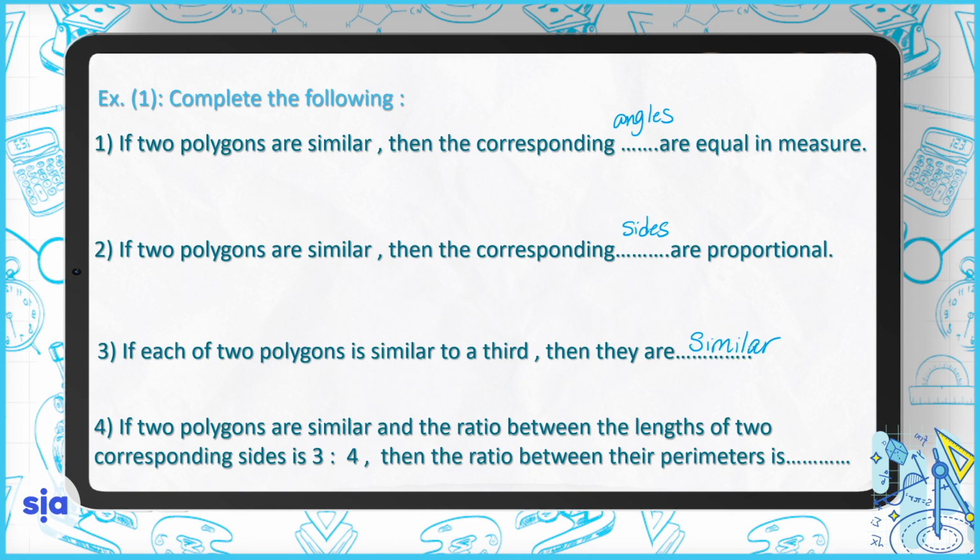Question 4. If two polygons are similar and the ratio between the lengths of two corresponding sides is 3 to 4, then the ratio between their perimeters is also the same, 3 to 4. So we can say that the ratio between the sides of similar polygons is the same as the ratio between the perimeters of the similar polygons.